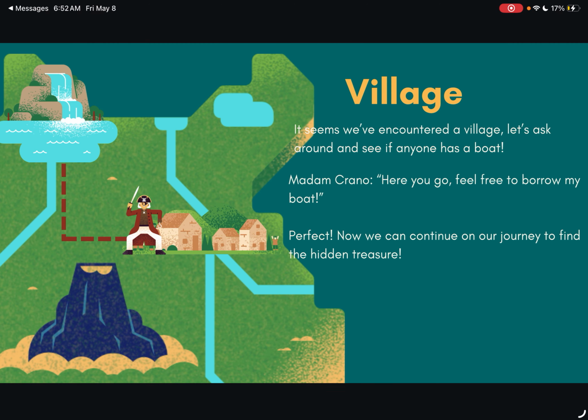It seems we've encountered a village. Let's ask around and see if anyone has a boat. Madame Crano, here you go. Feel free to borrow my boat. Perfect. Now we can continue on our journey to find the hidden treasure.